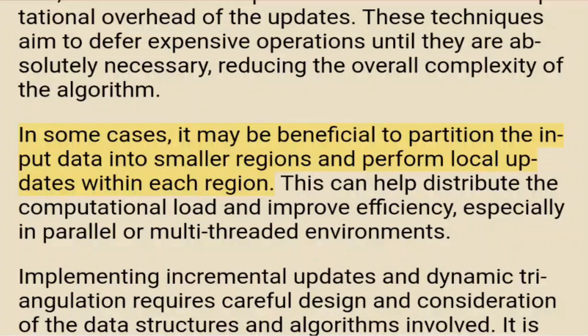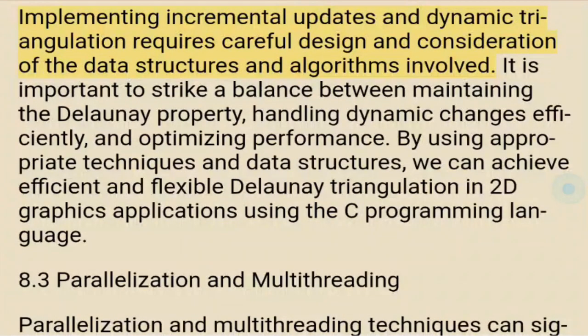In some cases, it may be beneficial to partition the input data into smaller regions and perform local updates within each region. This can help distribute the computational load and improve efficiency, especially in parallel or multi-threaded environments. Implementing incremental updates and dynamic triangulation requires careful design and consideration of the data structures and algorithms involved. It is important to strike a balance between maintaining the Delaunay property, handling dynamic changes efficiently, and optimizing performance.